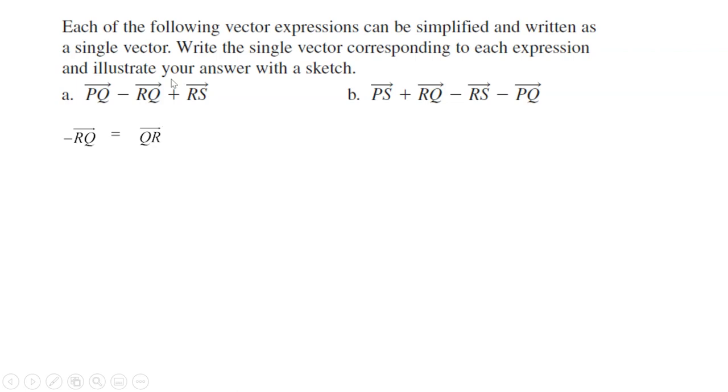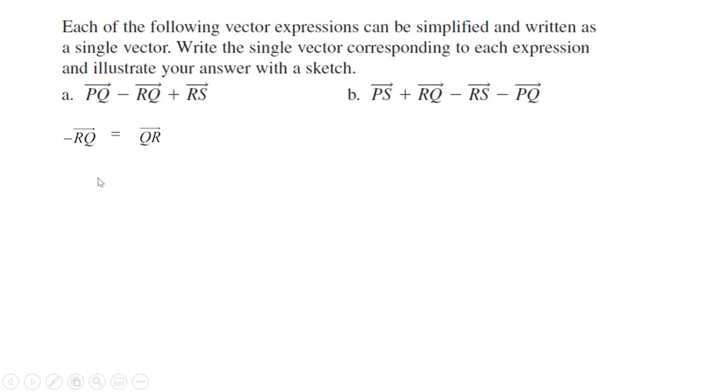So all I've done is I've just reversed the direction of the RQ vector to give me the QR vector, because that's what a negative does. A negative changes it. It's just like what we said before. The negative as a scalar changes the direction of the original vector. So the RQ vector could be regarded as the QR vector now.